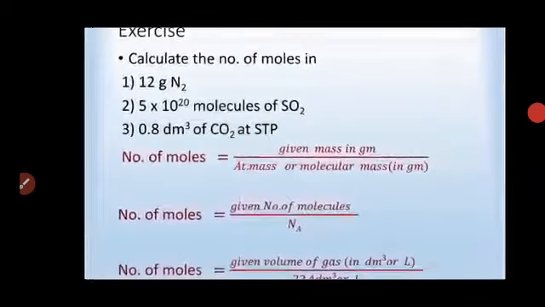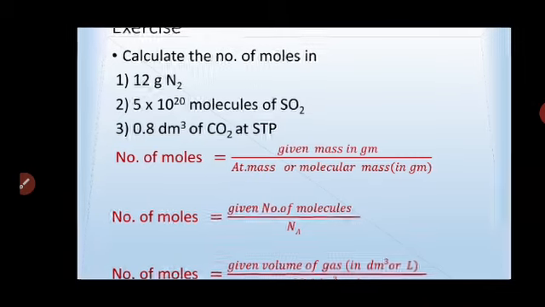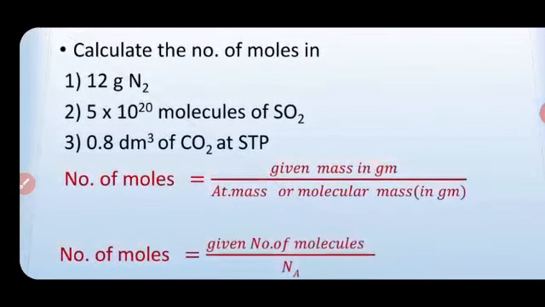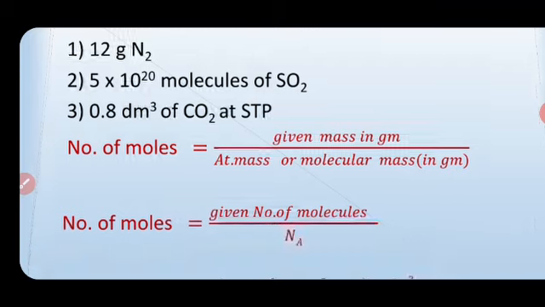One more type of problem, that is calculate the number of moles in 12 gram of nitrogen. So mass is given. Now you have to convert it into number of moles. So mass divided by atomic mass or molecular mass. If it is a single element, we have to take atomic mass. If it is a molecule, like N2 is a molecule now.